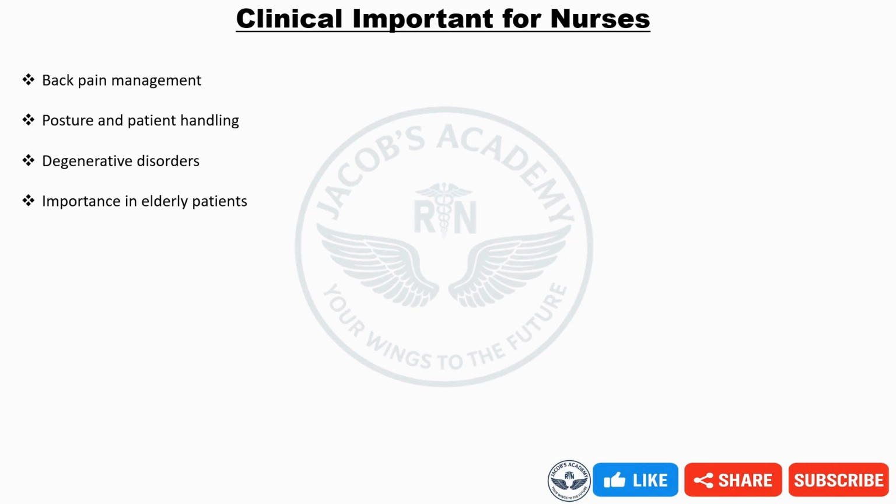The second one is posture and patient handling. Correct knowledge of the spine is essential for safe posture and patient handling. Poor posture or incorrect lifting techniques can lead to chronic back pain, disc prolapse and also long-term spinal injuries in nurses. By maintaining proper body mechanics, nurses can protect both the patient and themselves.